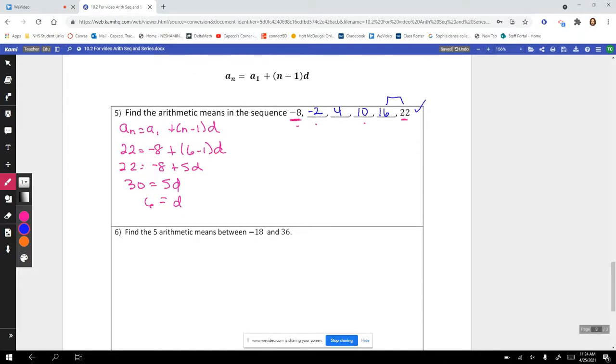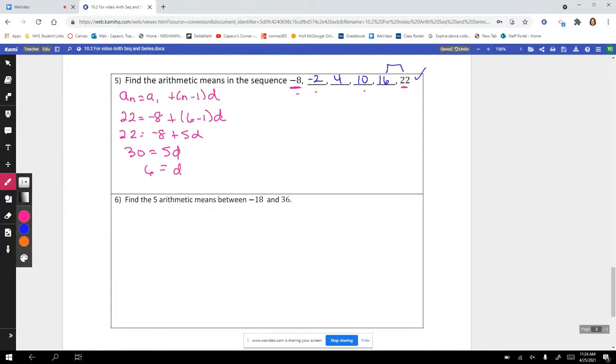All right, number 6, again, a similar problem set up slightly different. Instead of giving me the blanks, it's telling me find the 5 arithmetic means between those numbers. So again, I'm going to go -18, and I'm going to have 1, 2, 3, 4, 5, and my last value is 36. So in this case, how many terms do I have? Well, I have 7, which I'm going to need.